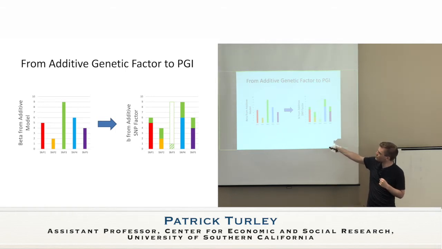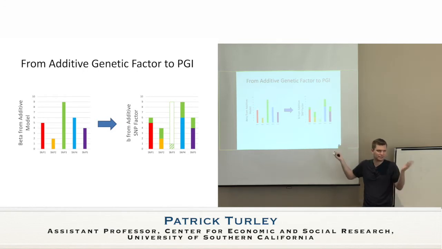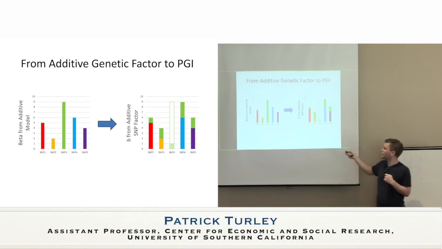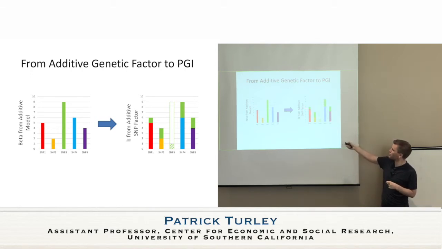And the height of these bars is the effect of each of these SNPs in the additive genetic factor. And so, this SNP is associated with an increase of 5 units, if we're controlling for all SNPs at once. However, maybe in our genotype data, we don't observe SNP3 for some reason. Well, if SNP3 is correlated with SNPs 1, 2, 4, and 5, then in our additive SNP factor, some of this signal from SNP3 is going to get passed around to the SNPs that we do observe.